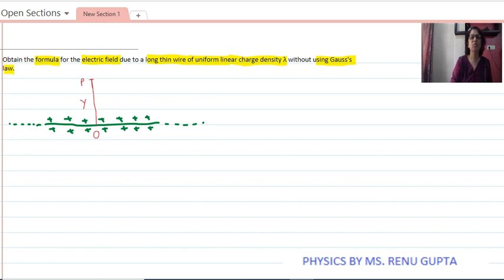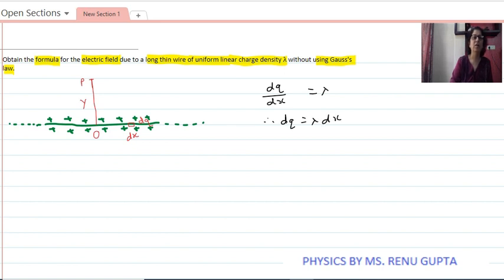Now suppose there is a small portion of the wire at this point of length dx having charge dq. Then dq by dx, charge per unit length, is linear charge density, that is lambda. Therefore dq is equals to lambda dx.